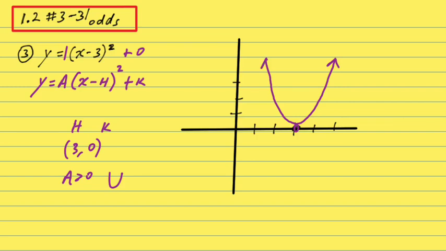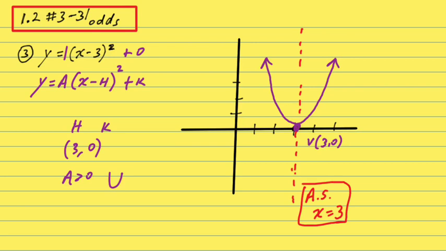I believe by following the instructions, it says label the vertex, which would be 3, 0, and label the axis of symmetry, which would be this imaginary line that you could fold it on to match them up. Well, the axis of symmetry is always x equals the x-coordinate of your vertex, or x equals h. So we graphed it, and we sketched a graph at least, and we labeled the vertex and axis of symmetry just like the instructions asked us to. So I may move on to the next one. It's going to be choosing them randomly.